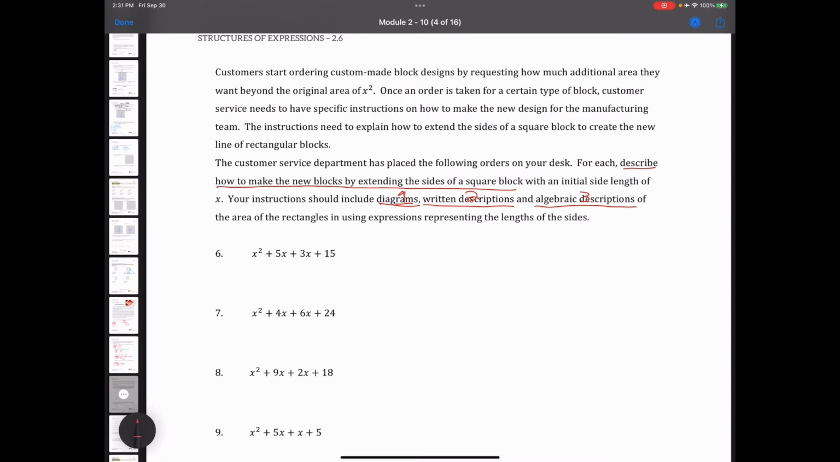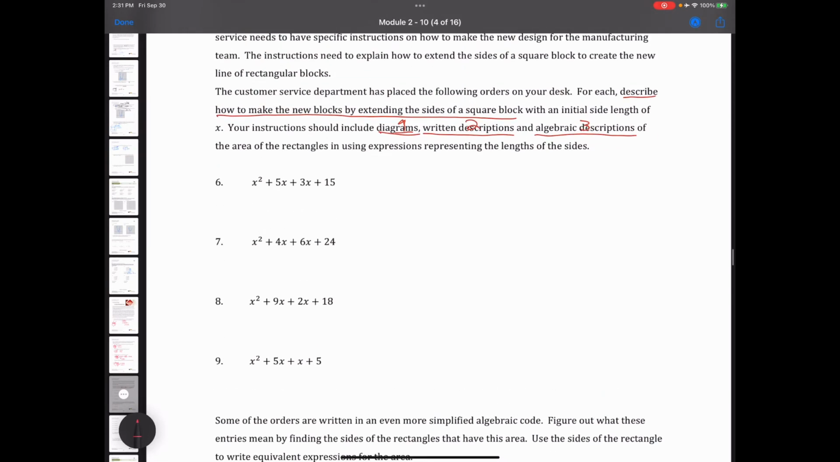For the area of the rectangles, using the expressions representing the lengths of the sides. So in a similar fashion, I want to do this first one with you, and then I'll give you an opportunity to pause, try working through them on your own, come back, look at your process, and see if you were successful. So this first one, we can kind of see that there are 5x blocks on one side and 3x blocks on another.